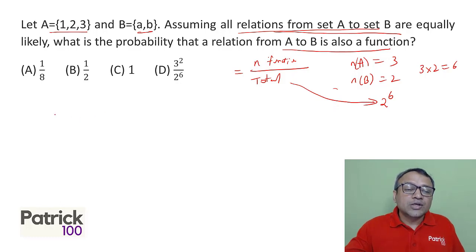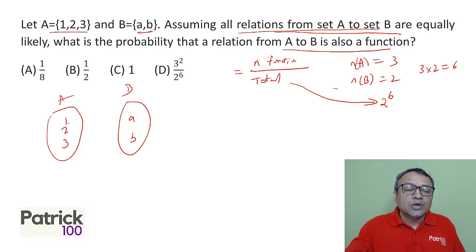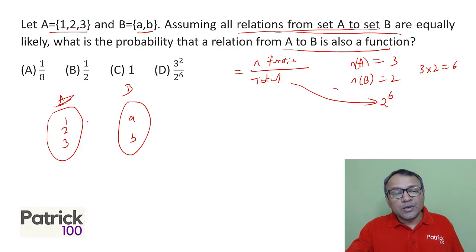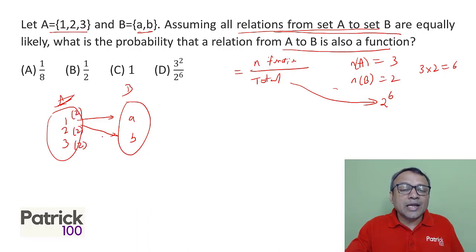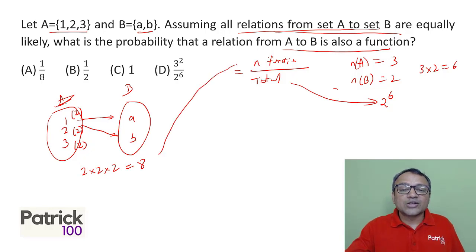Now, a function is where you talk of A and B. A is 1, 2, 3 and B is a and b. Each value of A in a function should have only one value in B. It can't have 2 values. So each can be either a or b, 2 ways. So 1 has 2 ways, 2 has 2 ways, and 3 has 2 ways, because each of them can take either a or b, which means a total of 2 into 2 into 2, 8 ways. The total number of ways you can have functions is 8. So the probability becomes 8 upon 2 raised to 6, which gives you 1 upon 8.